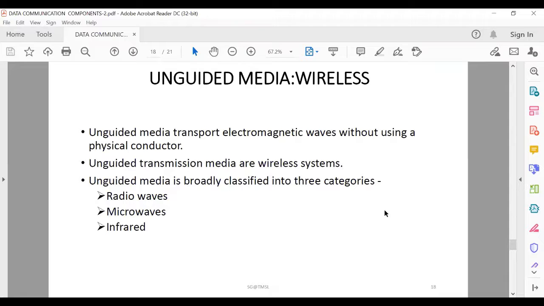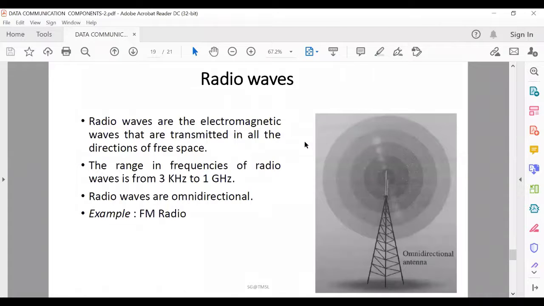Next is the unguided media, which is basically called wireless. So an unguided media transmits the electromagnetic waves without using any physical medium, and that's why it is known as wireless transmission. In unguided media, air is the media through which the electromagnetic energy can flow easily, and it is divided into three categories: radio waves, microwaves, and infrared. Now we discuss radio waves, microwaves, and infrared one by one in the next slide.